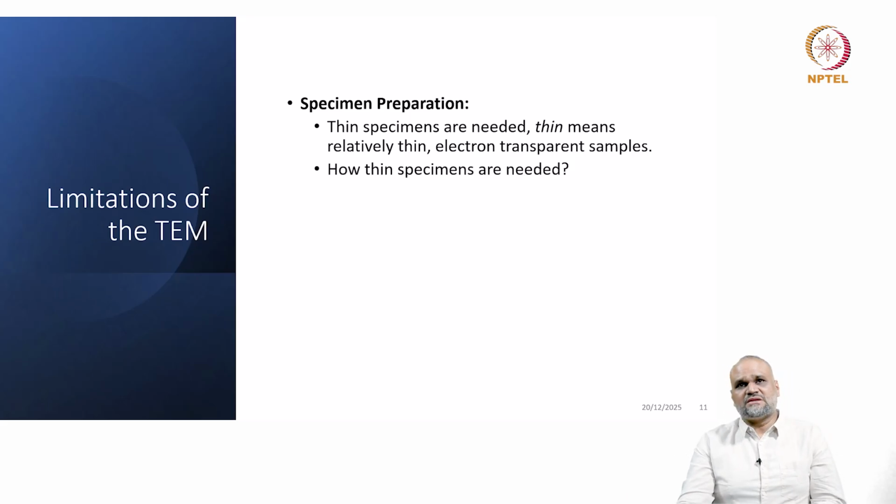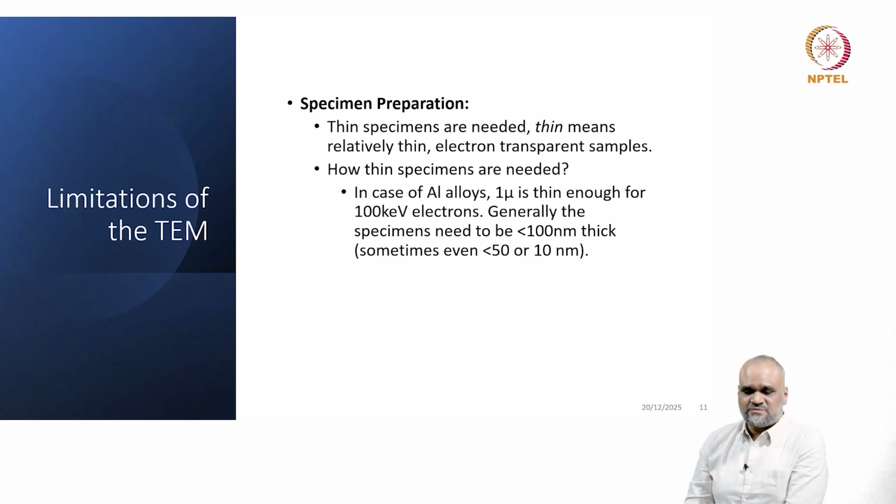So how thin do specimens need to be? Like I just mentioned, in aluminum alloys, even 1 micron is thin enough for 100 kV electrons. So you can still see some kind of contrast from a 1 micron thick aluminum sample as well.